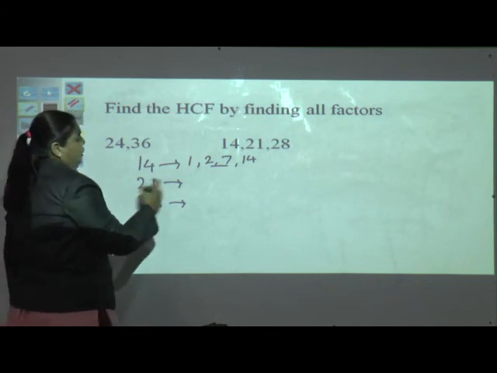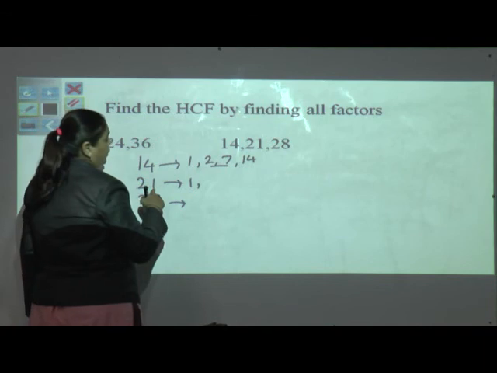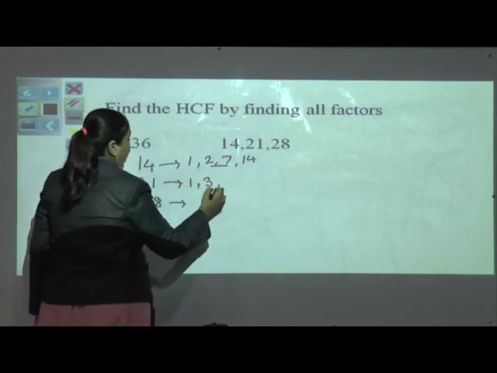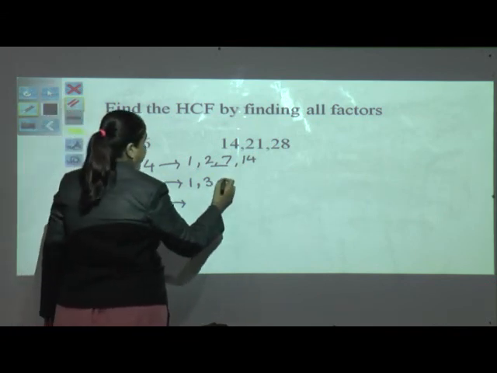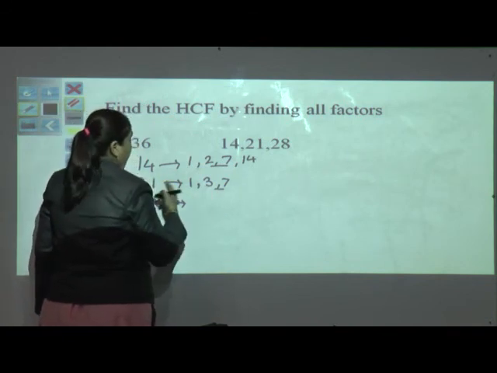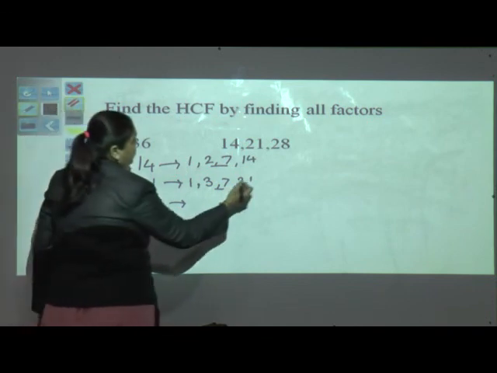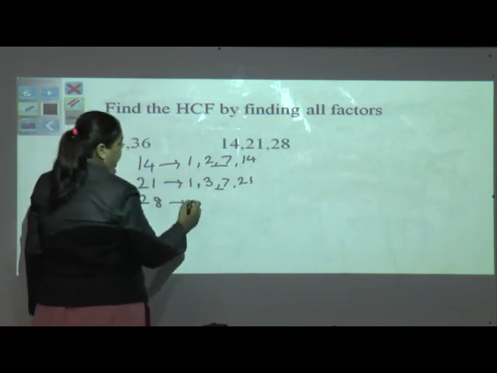What about 21? It is 1, we don't have even numbers, so here we will go for 3, we will try. Yes, 3 7s are 21, we are getting the bridge here, and we will have a factor of 21 as the number itself. Then what about the factors of 28?